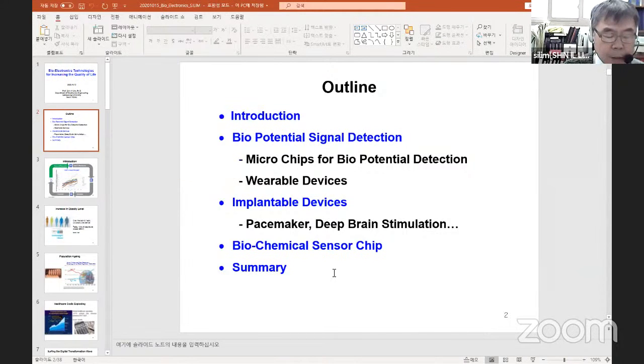Basically, I've been working on implementing and designing semiconductor chips for the interface circuit of these bio-related devices. But in this talk, I will exclude anything related to the circuit design technique, and I will focus on introducing the technical concept, the principle of bioelectronics technology, and the requirements for implementation.